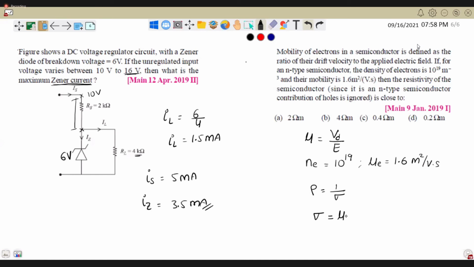Mu e, Ne into e, the charge. Clear? So you get sigma, substitute, get your sigma, put that sigma in here, you get your resistivity. Clear? See, I told you sigma is e taken common, mu e Ne plus mu h Nh. Here an n-type semiconductor is given. Holes are not there, so it goes to 0. Clear?